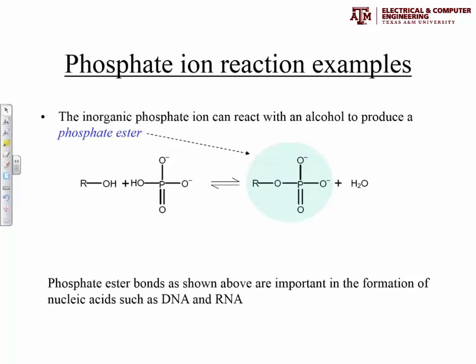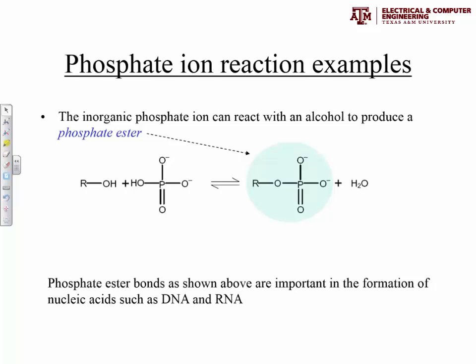Now let's look at some reactions involving phosphate ions, the inorganic phosphate ion. So this is H3PO4. It can react with an alcohol because this is coming from an acid. So it's not an organic acid, but it's an acid. Alcohol is like a base, so the two can react. Water molecule can get removed, and you could get this larger compound being formed. So inorganic phosphate ion can react with an alcohol to produce a phosphoester, a phosphate ester.